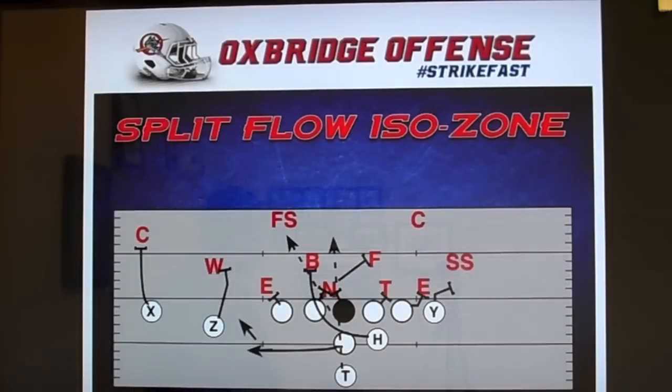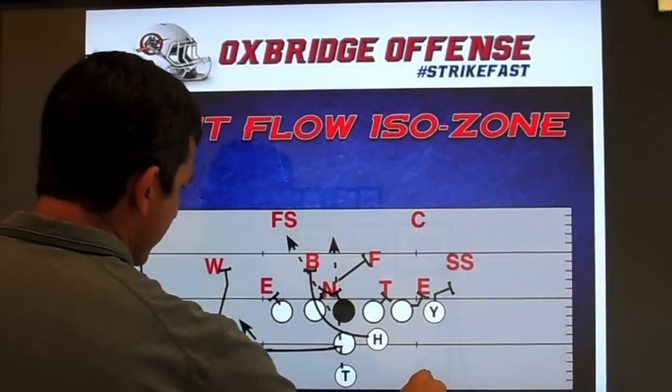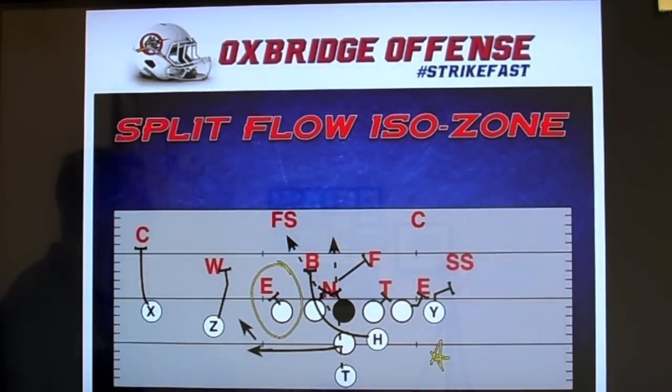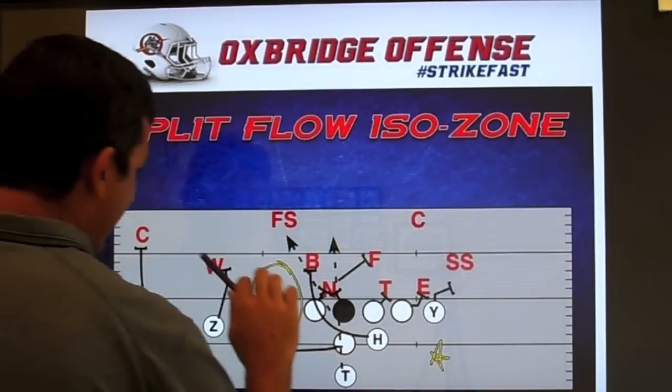Okay, again, now let's move on to the fourth way here. It's split flow, ISO, zone. So everything stays the same. Now, in these next two, in the fourth version and the fifth version, the only thing that changes is the backside tackle. So if we're running it here to the right, the only thing that changes for the backside tackle is that now we're going to block the read key that we didn't block in the first three concepts here.